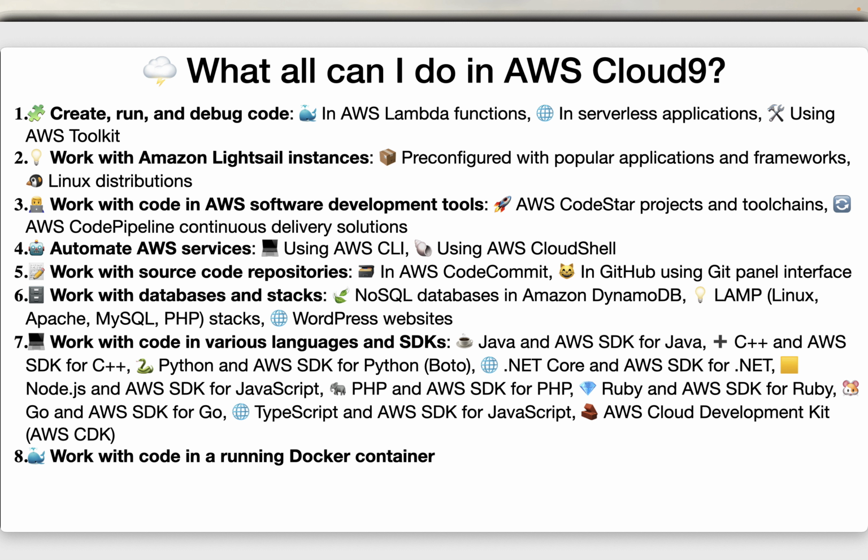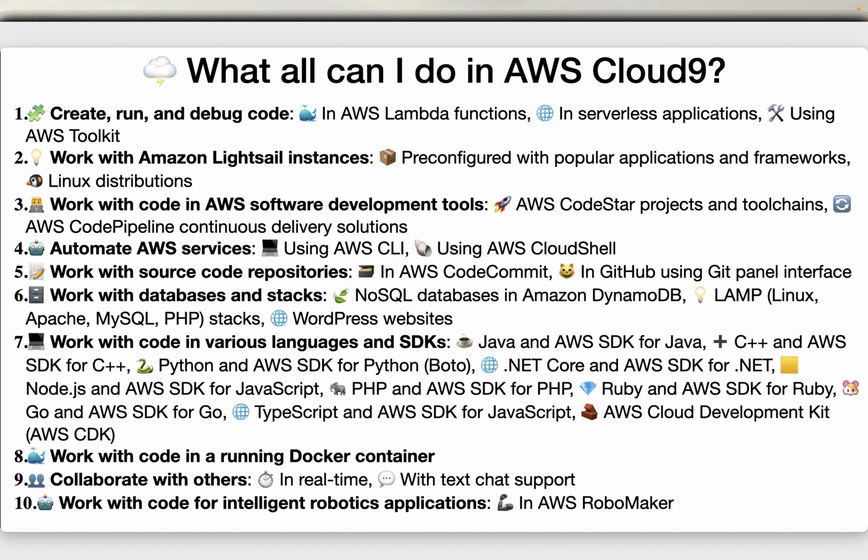You can work with code in a running Docker container. You can invite others to use an environment with you in real time and with text chat support. And finally, you can work with code for intelligent robotics applications in AWS RoboMaker.